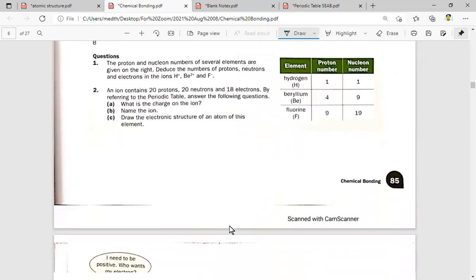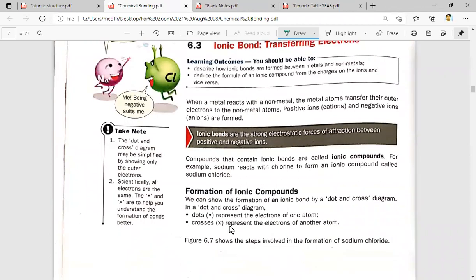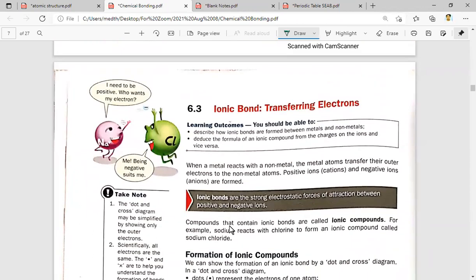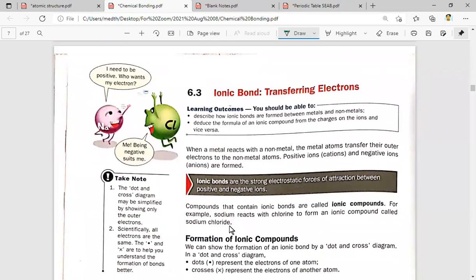Now, the interesting thing is this: how did my ions become positive? How did my ions become negative? Right, so you look at this diagram over here, as much as it's a bit lame, but sodium atom is initially 2,8,1. Chlorine atom is originally 2,8,7. So do you realize that sodium wants to lose one electron? Chlorine wants to gain one electron.